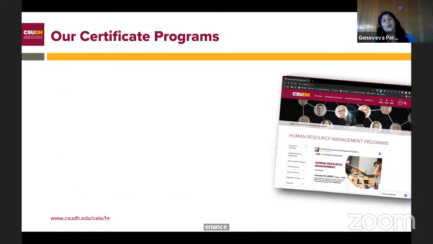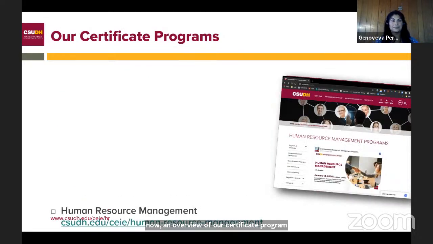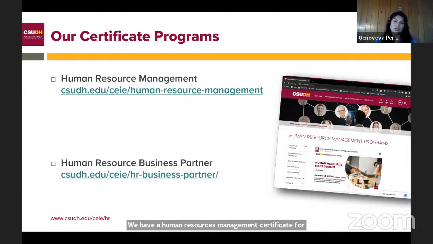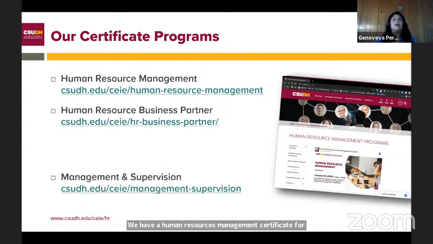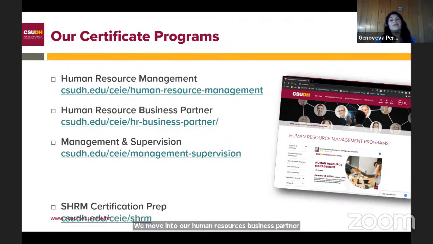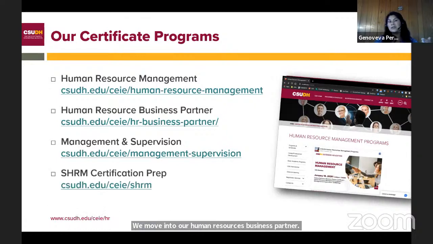Now, an overview of our certificate programs. In our program, we have 4 different courses. We have our Human Resources Management Certificate Program, which is our foundation. We move into our Human Resources Business Partner because that elevates you a bit more. So once you learn the basic foundation, you become the business partner.